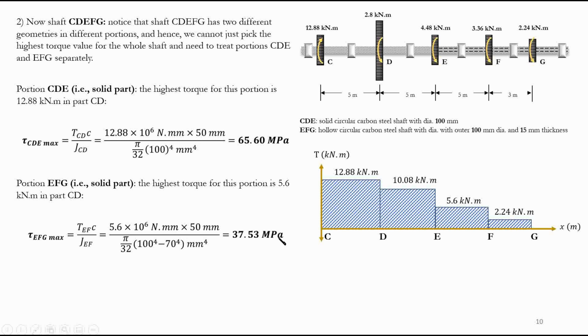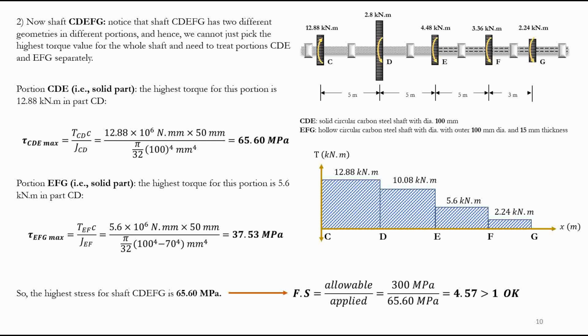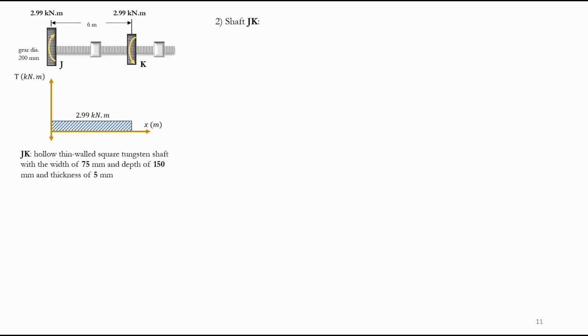After seeing these two values, we can see that for shaft CDEFG, the governing stress was actually 65.60. So we determined that is the highest value. Now we can determine the factor of safety, and the factor of safety is 300 over 65.60. It's higher than 1, so it's fine. Now we can move to shaft JK and HI, all the other ones, and determine the maximum stress there.